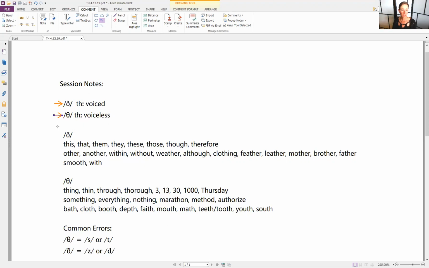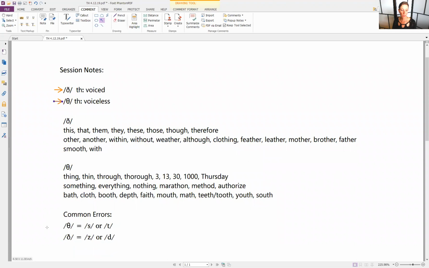Some common mistakes at the bottom of this page that you'll see are S and T for voiceless TH, and Z or D for voiced TH. So let's talk about those two things. With S and Z, the mistake is a placement mistake. The airflow is there. S and Z and TH all share the same airflow component. Air is continuously coming out. It's called a fricative, but it's a placement issue.